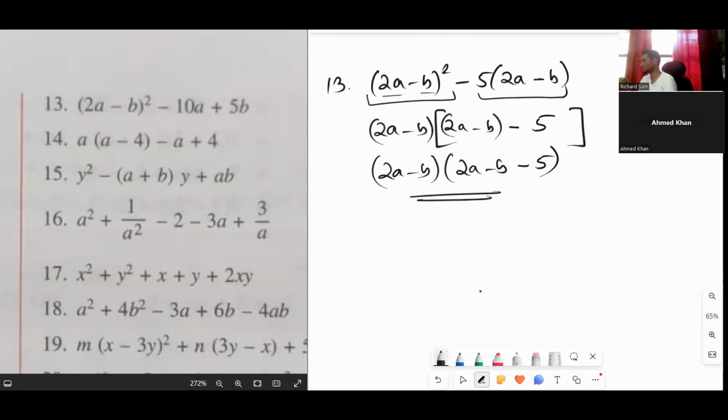These two are separate, no? 2a minus b and minus 5. No, it's not. See, outside the bracket, if there's a plus or a minus, you can just remove the bracket. If this minus was not there here, then it would be multiplication: 2a into 5 minus b into 5. But there's this minus 5. 2a minus b into minus 5 is minus 5 into 2a minus b.